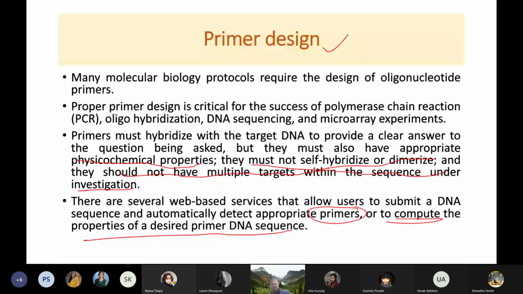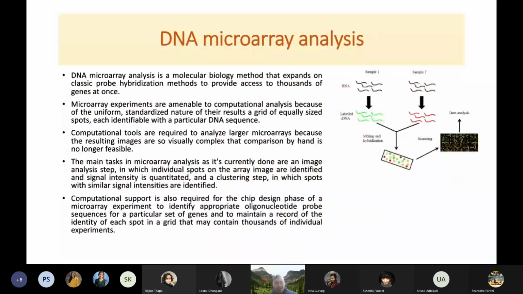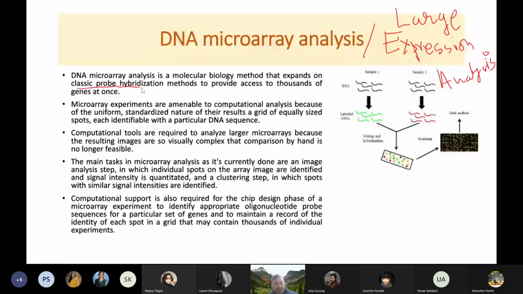And then what you can do is DNA microarray analysis. This is expression analysis, right? Large scale expression analysis. These are large scale, high throughput technologies. What can a DNA microarray do? It's a classic hybridization probe experiment, where the experiments are done at a very miniaturized scale.